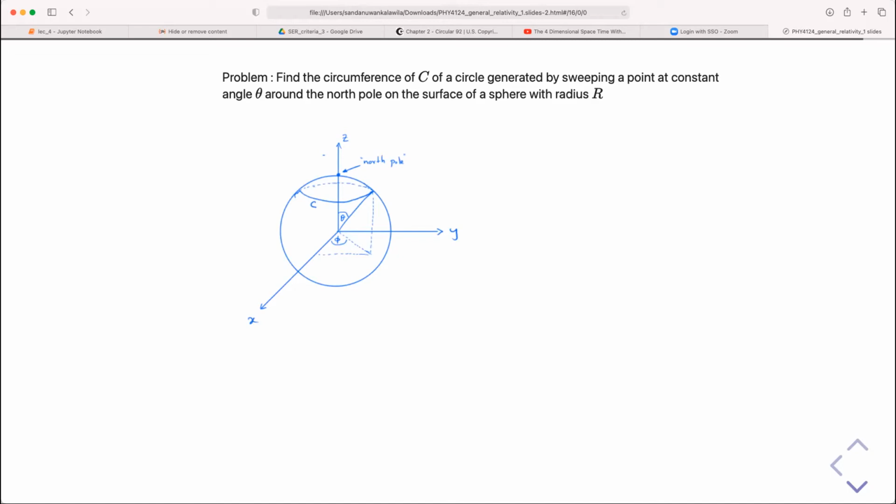This will be the first assignment I would like to have from you, and it should not take more than half an hour, so you can submit it by Friday. This is an example that takes into account everything that you have learned up to now. The diagram explains basically what you have to do. You have to find this circumference right here, the circumference of this circle generated by sweeping a point at a constant angle theta. Here is the constant angle.